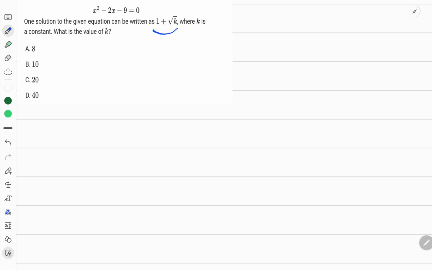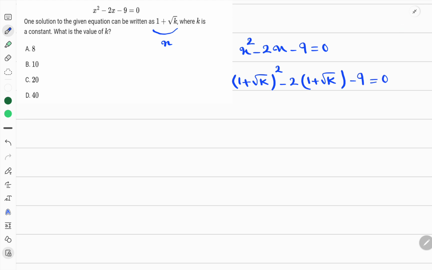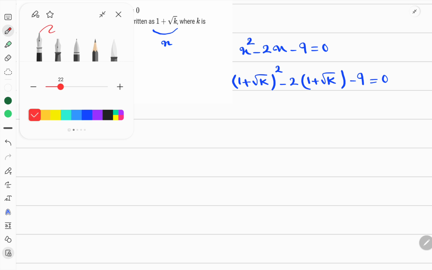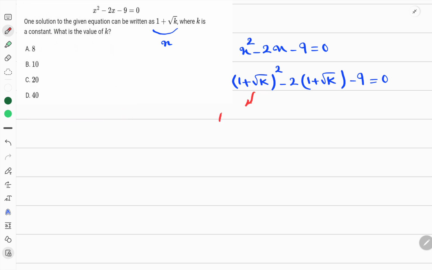Okay, so you can rewrite the equation x squared minus 2x minus 9 equals 0, and this is the value of x. So (1 plus the square root of k) squared minus 2 times (1 plus the square root of k) minus 9 equals 0. And now you just need to simplify this equation, and the only unknown is k, and solve for k. Before solving this, you should know that this is a perfect square.